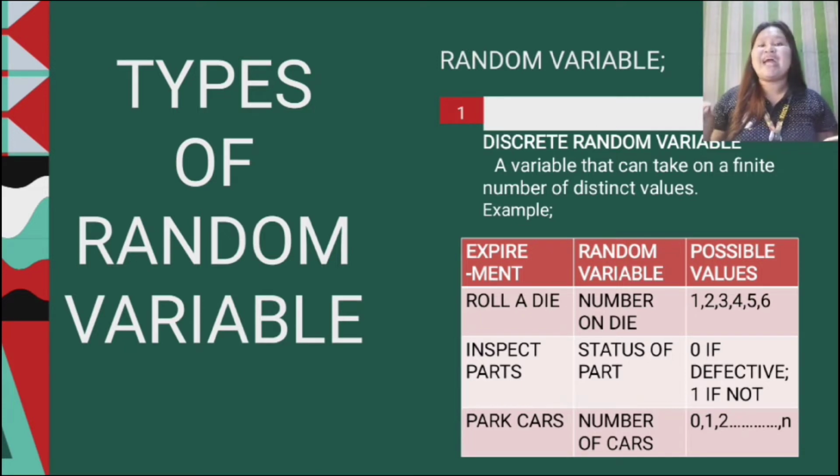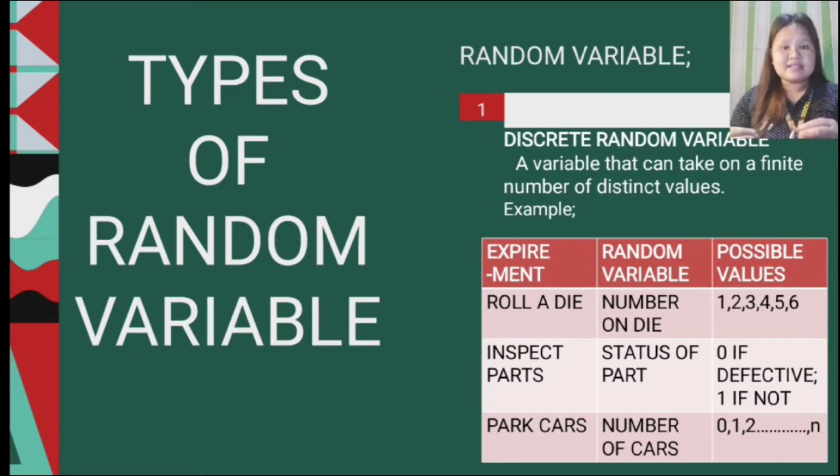There are two types of random variables. First, we have the discrete random variable. It is a variable that can take a finite number of distinct values or countable values. Example, roll a die. Random variable: number on die. Possible values: 1, 2, 3, 4, 5, 6.